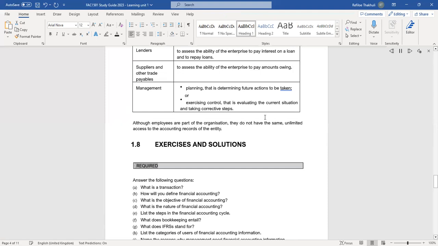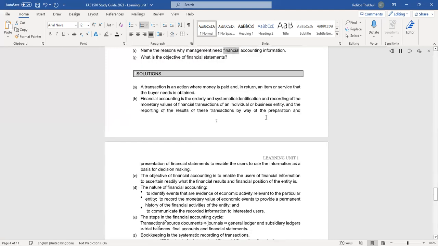1.8 Exercises and solutions. 3 Required. Answer the following questions. What is a transaction? How will you define financial accounting? What is the objective of financial accounting? What is the nature of financial accounting? List the steps in the financial accounting cycle. What does bookkeeping entail? What does IFRSs stand for? List the categories of users of financial accounting information. Name the reasons why management need financial accounting information. What is the objective of financial statements?